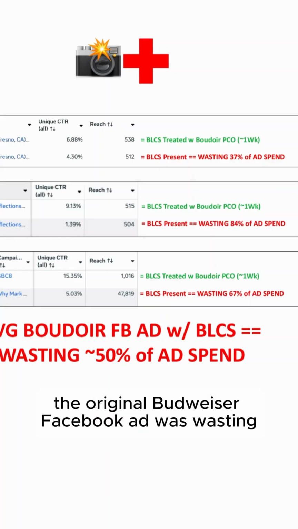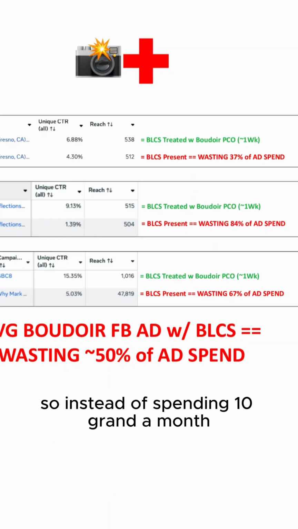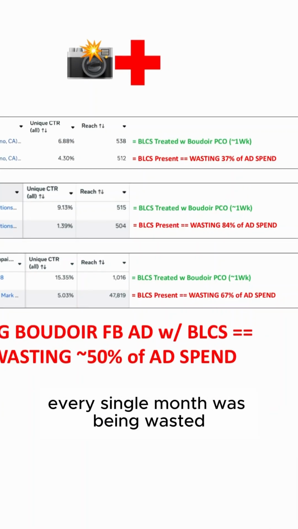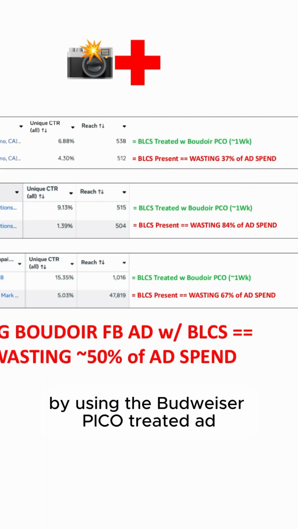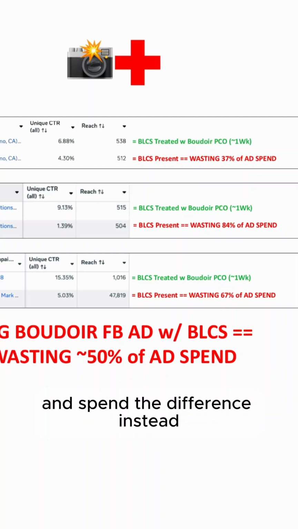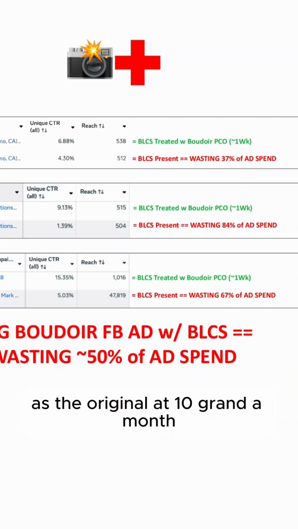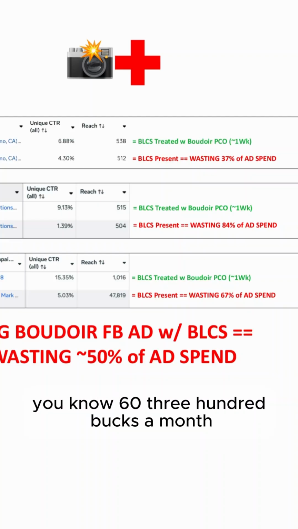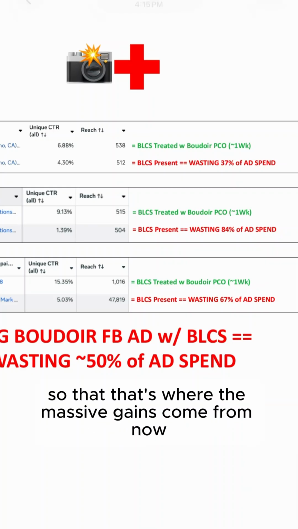So we actually found out the original Boudoir Facebook ad was wasting 37% of its ad spend. So instead of spending 10 grand a month on their Boudoir Facebook ads, $3,700 a month, every single month, was being wasted. So what we can do is eliminate that waste by using the Boudoir Pico treated ad and spend the difference instead, and get our ad into the same number of women's brains as the original at 10 grand a month. So Boudoir Pico at, what would this be, $6,300 a month, will get into the same number of women's brains as the original at 10 grand a month. So that's where the massive gains come from.